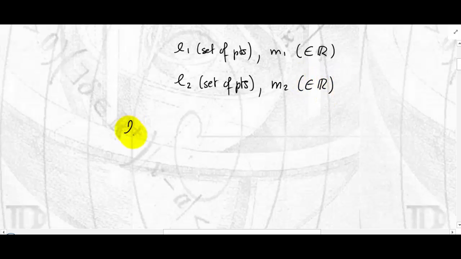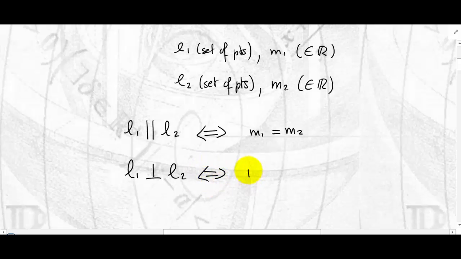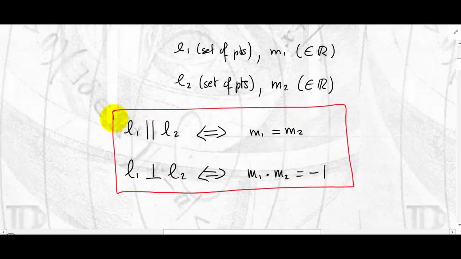All right, so L1 is parallel to L2 if and only if, it goes both ways. These are two conditional statements, reciprocal of each other. If and only if what? The slopes are the same. M1 is equal to M2. And then L1 is perpendicular to L2 if and only if the product of the slopes is equal to -1. This is a result that I will not prove. It should have been done before. We don't need to prove it in this class.